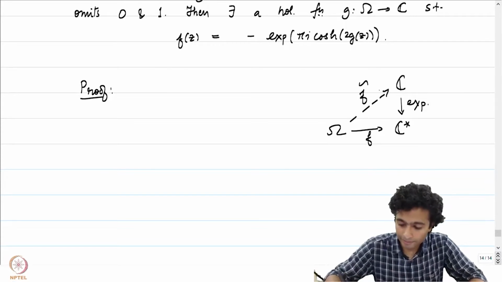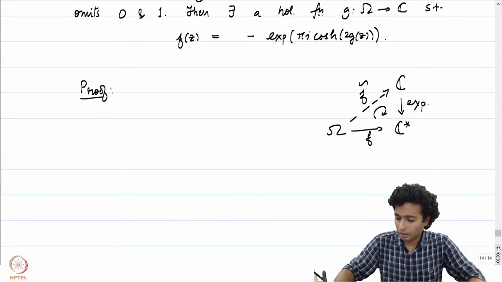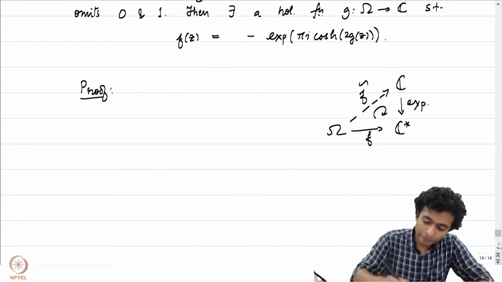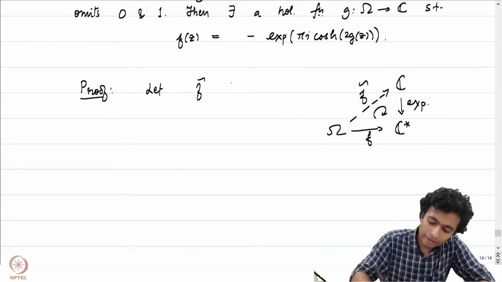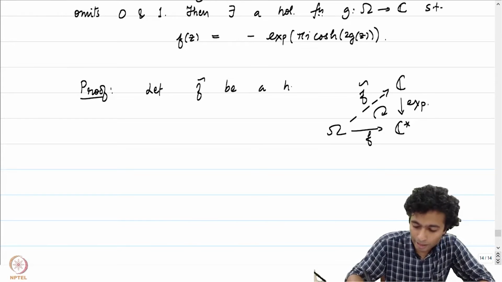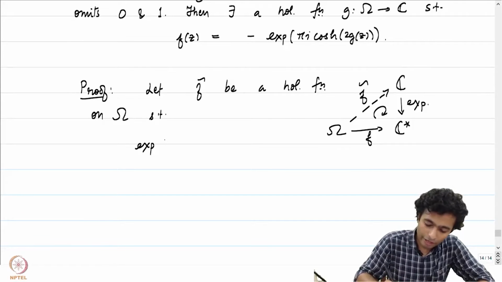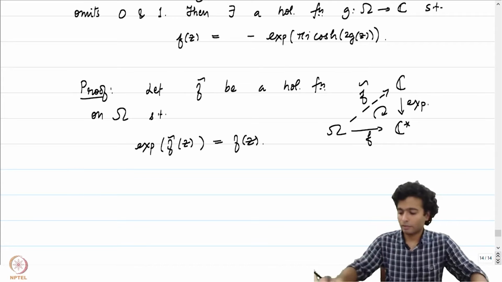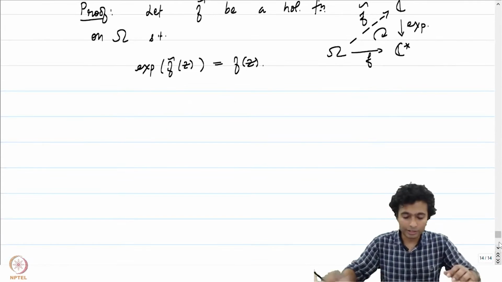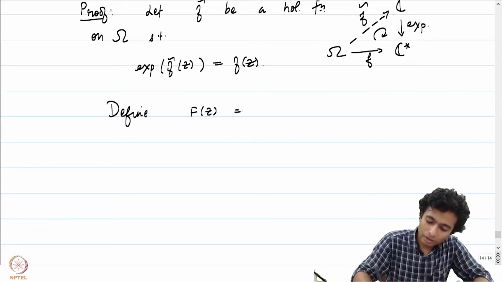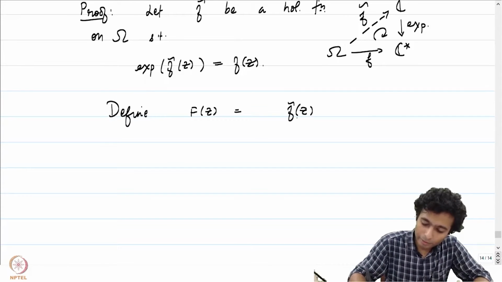Let's call that lift f tilde. We don't have to care about the uniqueness part here. One lift should work. So let f tilde be a holomorphic function on omega such that exp of f tilde of z is equal to f of z. From this f tilde, let's define a new function. Define capital F of z to be equal to f tilde of z divided by 2 pi i.